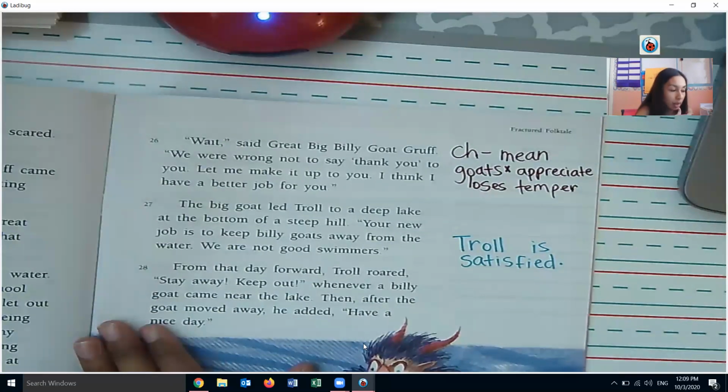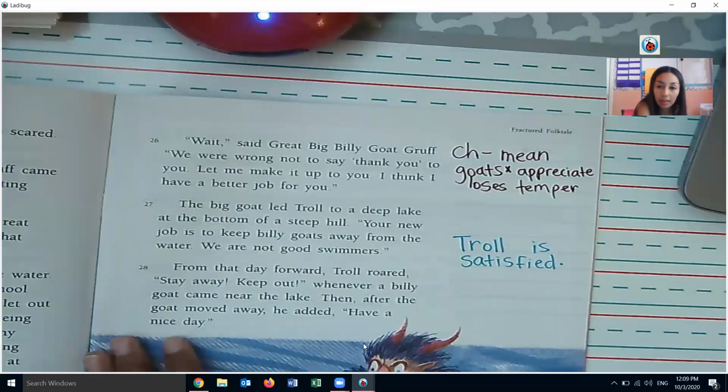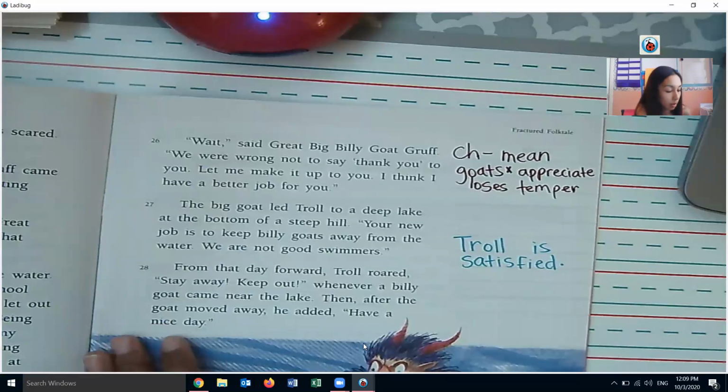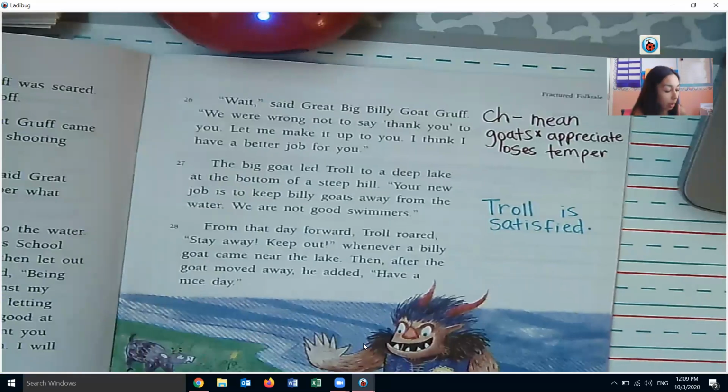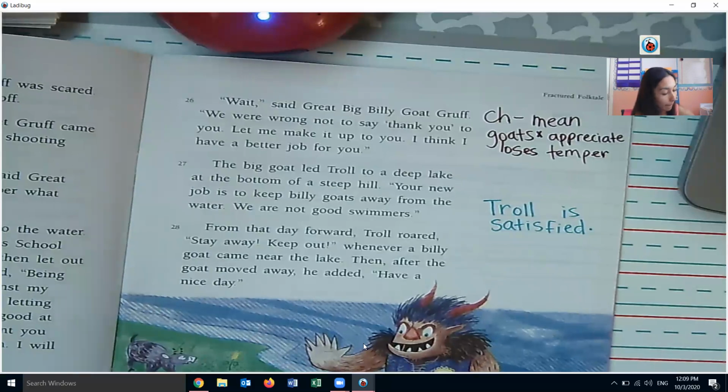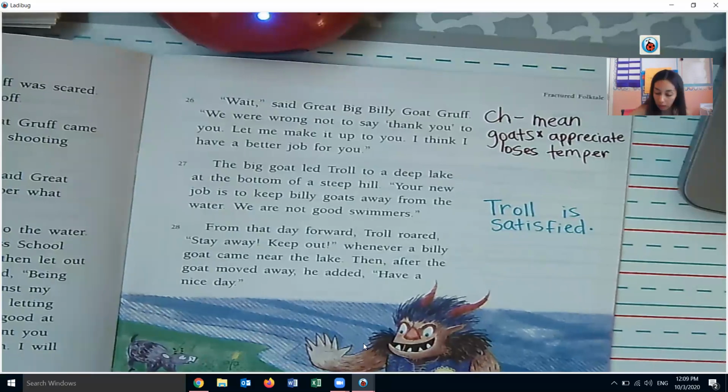But then, thank goodness, the Big Billy Goat Gruff is like, well, there's a great idea. You can be nice and use your roaring and your screaming to keep the billy goats away from danger, from falling into that lake. So those are the challenges.